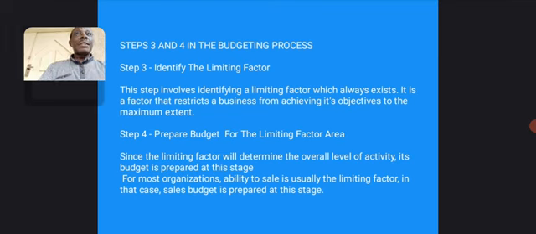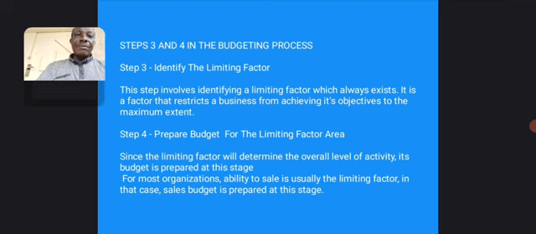Sometimes it might be capital, finances, some other times it might be sales, some other times it might also be other things. So if you ignore the limiting factor and go ahead with other functional budgets, then you have a problem. So that's why it's always better to identify the limiting factor at this stage.